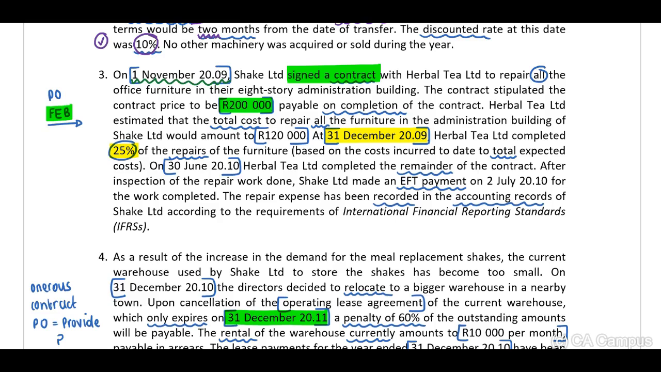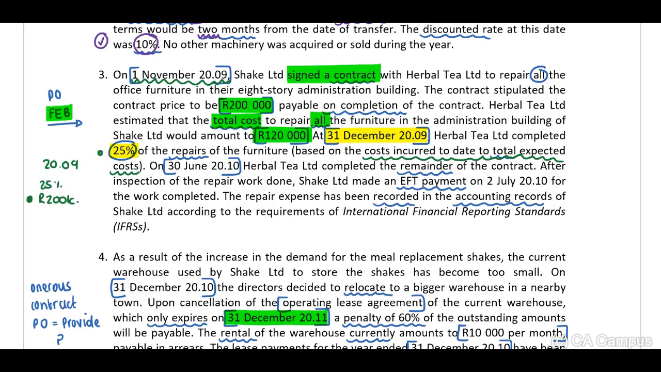They indicate to us Herbal Tea Limited estimated that the total cost to repair all the furniture in the administration building of Shake Limited would amount to 120,000 at 31 December 2009. Herbal Tea Limited completed 25% of the repairs of the furniture based on the costs incurred to date to total expected costs. Therefore, we need to provide at the end of 2009 for 25% of the total 200,000. And this is a liability.